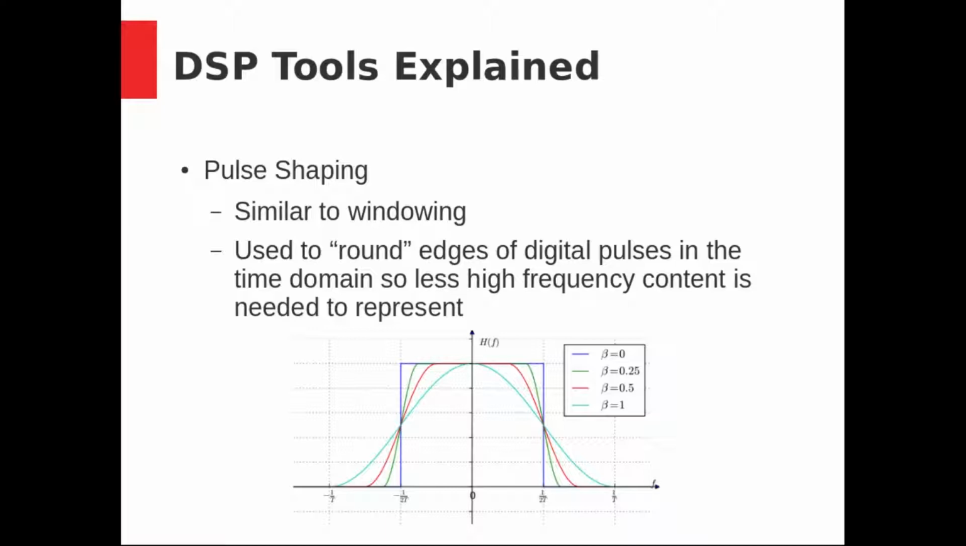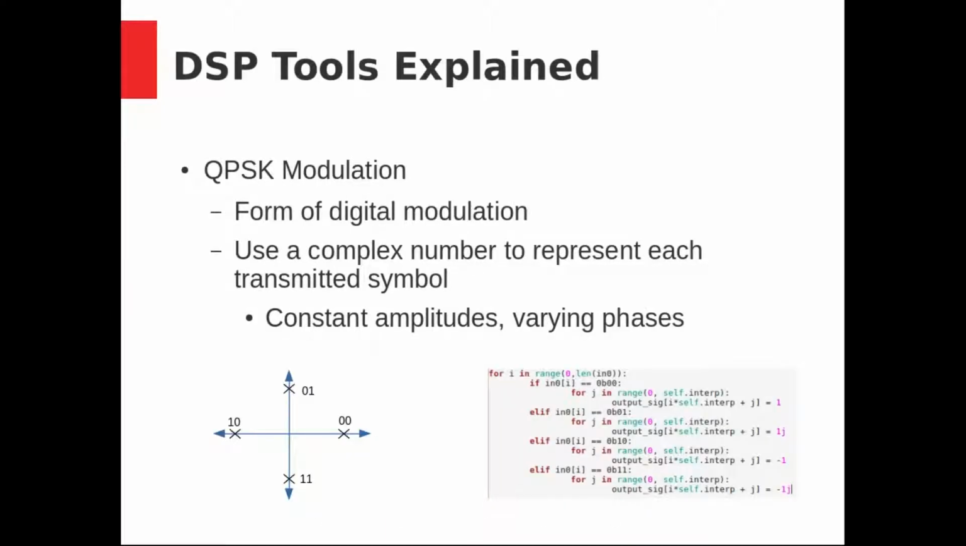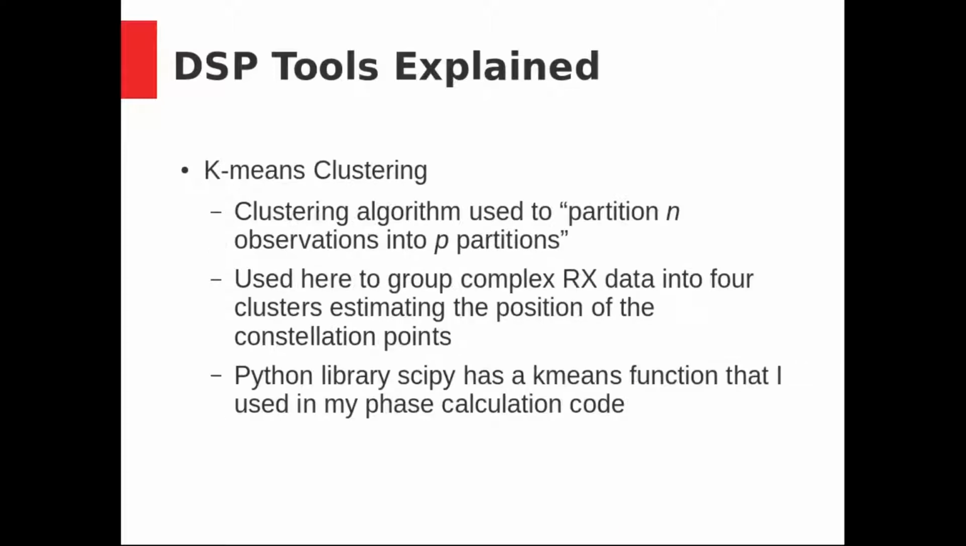Pulse shaping is similar to windowing. Use it to round the edges of digital pulses in the time domain so that less high frequency content is needed to represent them. QPSK modulation is a form of digital modulation. We use a complex number to represent each transmitted symbol. And K-means clustering is a clustering algorithm used to partition n observations into k partitions. I basically use it to group my complex received data into 4 clusters to estimate the position of my constellation points. And the Python library SciPy has a K-means function that I used for this.